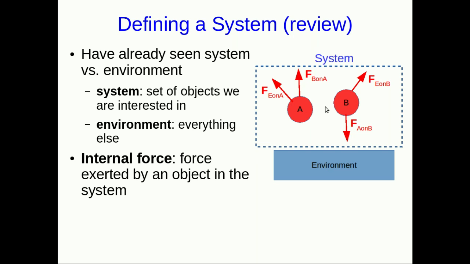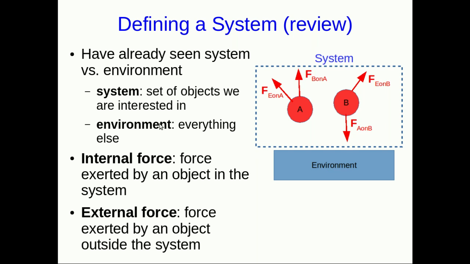And of course, there can be more than two objects in our system, but no matter how many objects we have in our system, the forces that they exert on each other are internal forces. And then forces that are exerted by objects in the environment on things in the system are called external forces.